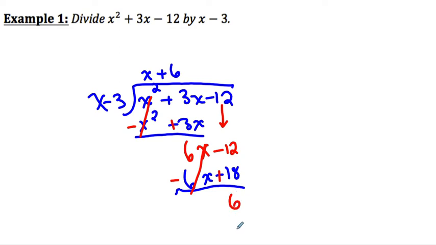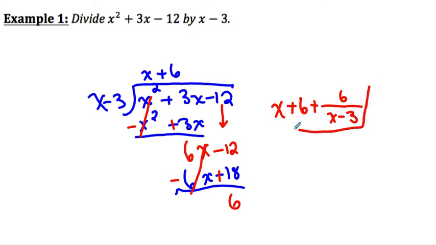Now, once you get to the point where this term down here has a smaller power of x than what you have out here, you're done. We can't take 6x, divide by x, and be left with something up here. So this is the part where we have some kind of remainder. The way that we want to write our answer is x plus 6, and then we add to that the remainder, which is 6, divided by that stuff on the outside, which in this problem is x minus 3. That's how we want to write our answer.